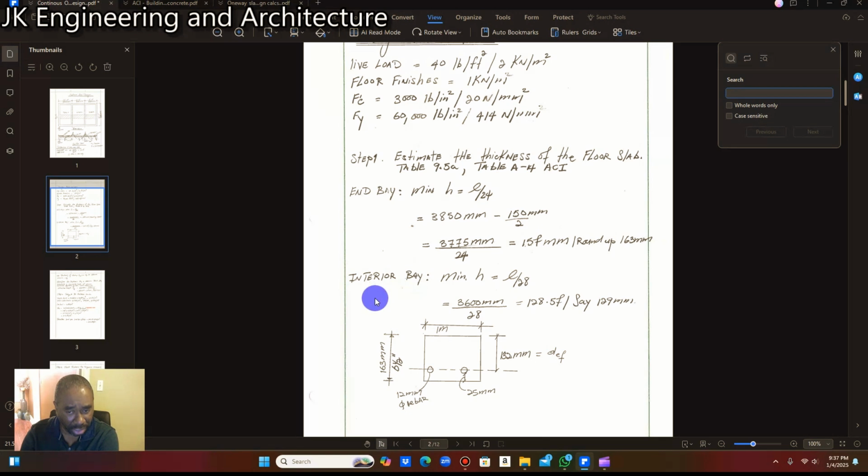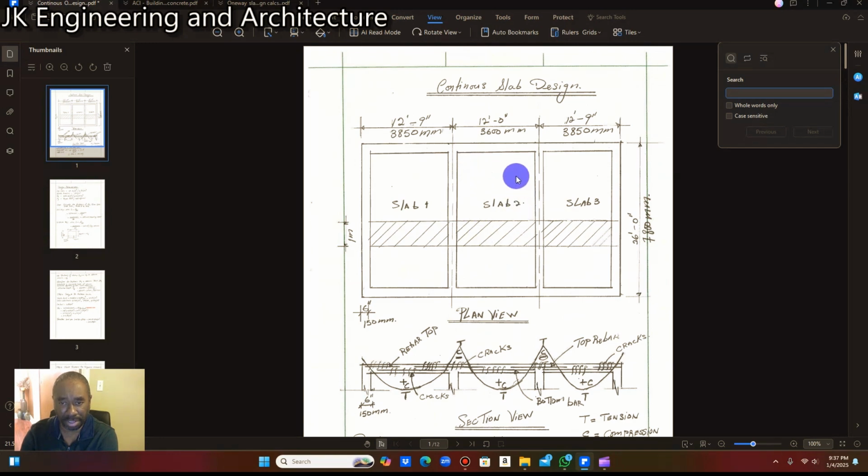For our interior bay, the minimum h is going to be L over 28, which is 3,600 divided by 28, and that comes out to be 128.57 millimeter, and I round that up to 129 millimeter. This 3,600 here comes from the middle slab, slab number 2, 3,600. All right.